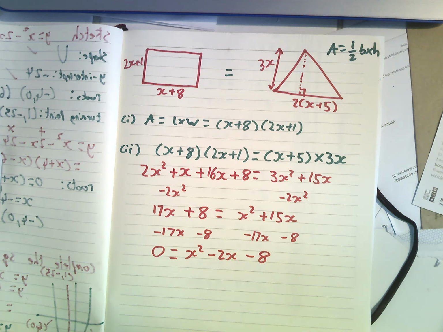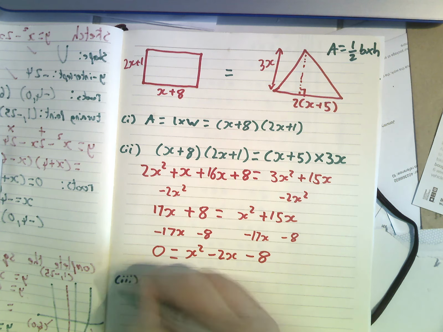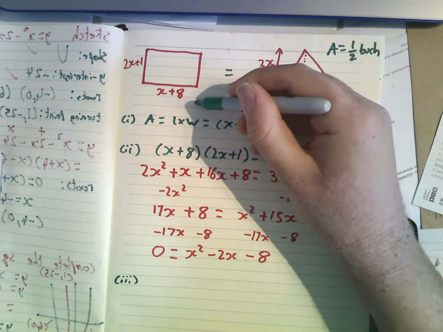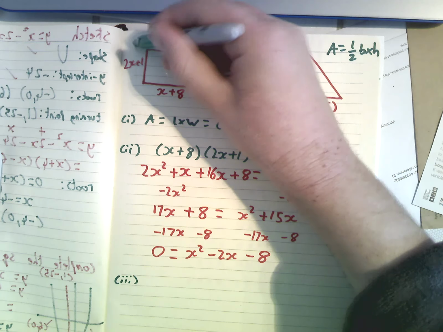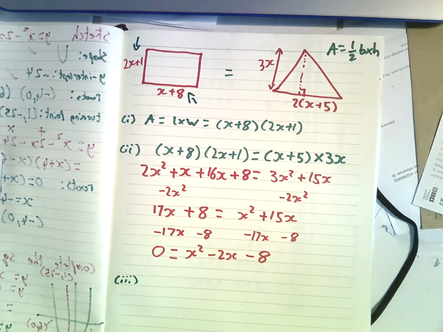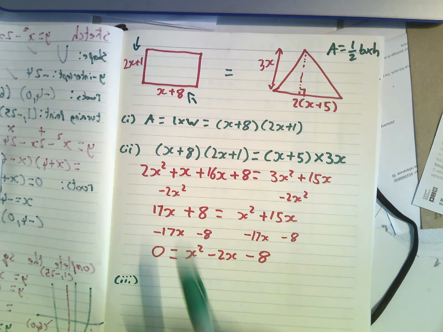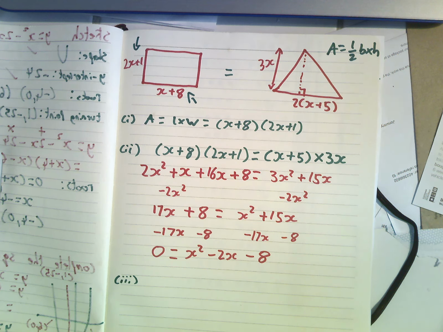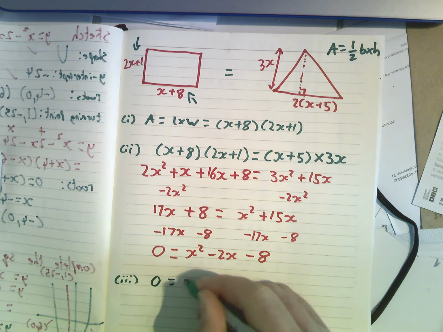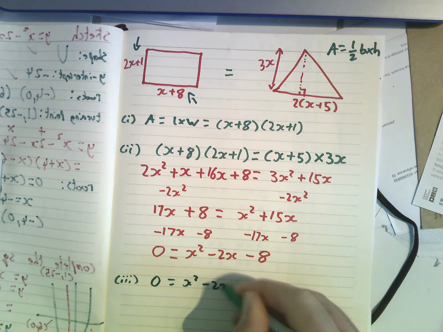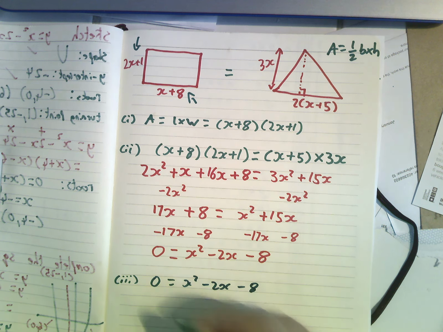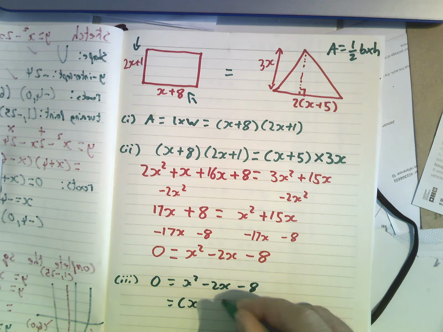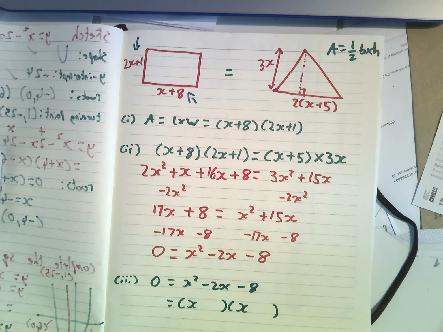Part 3 of the question asks us, what is the length and width of the rectangle? So basically, what are these things here? Now, it wants the actual value, so we need to find out what x is equal to. But luckily, we've got a way of doing that. If we know that 0 equals x squared minus 2x minus 8, we can factorize that to find the value of x.